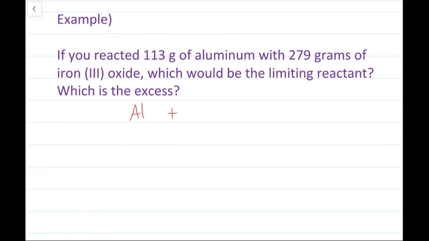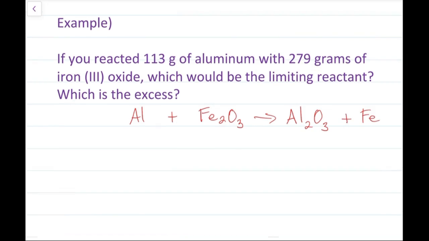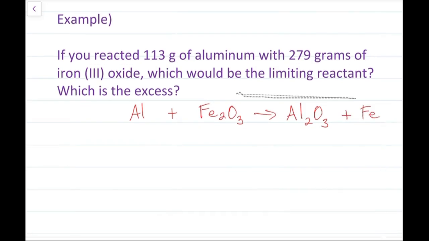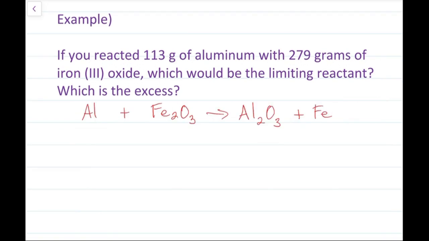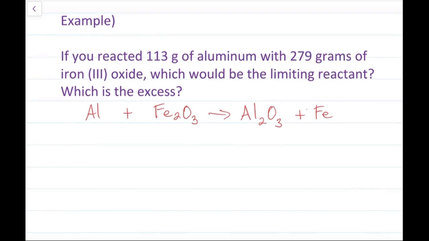So Al plus iron 3 oxide, so Fe2O3. And that's just going to be single replacement, right? So that's going to give us Al2O3 and iron. Okay? And so if we have to balance this, which it looks like we do, our oxygens are good, 3 on each side. So I'm just going to put a coefficient of 2 in front of iron and 2 in front of aluminum. Okay? So let's look at what we're being asked here.